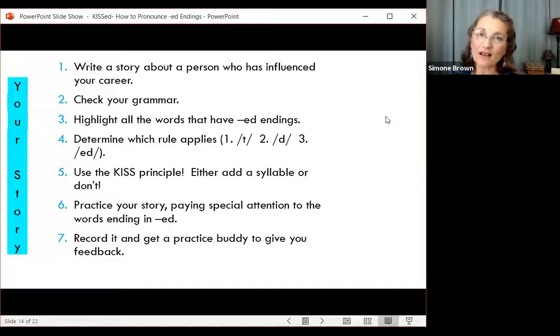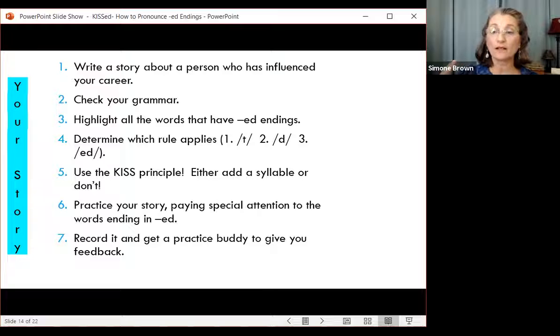So here's your assignment. You want to write a story about a person who has influenced your career. Make sure you check your grammar, okay? Highlight all the words that have ED endings. That would be past tense verbs and also past participles that turn into adjectives. He was concerned, okay? Determine which rule applies.